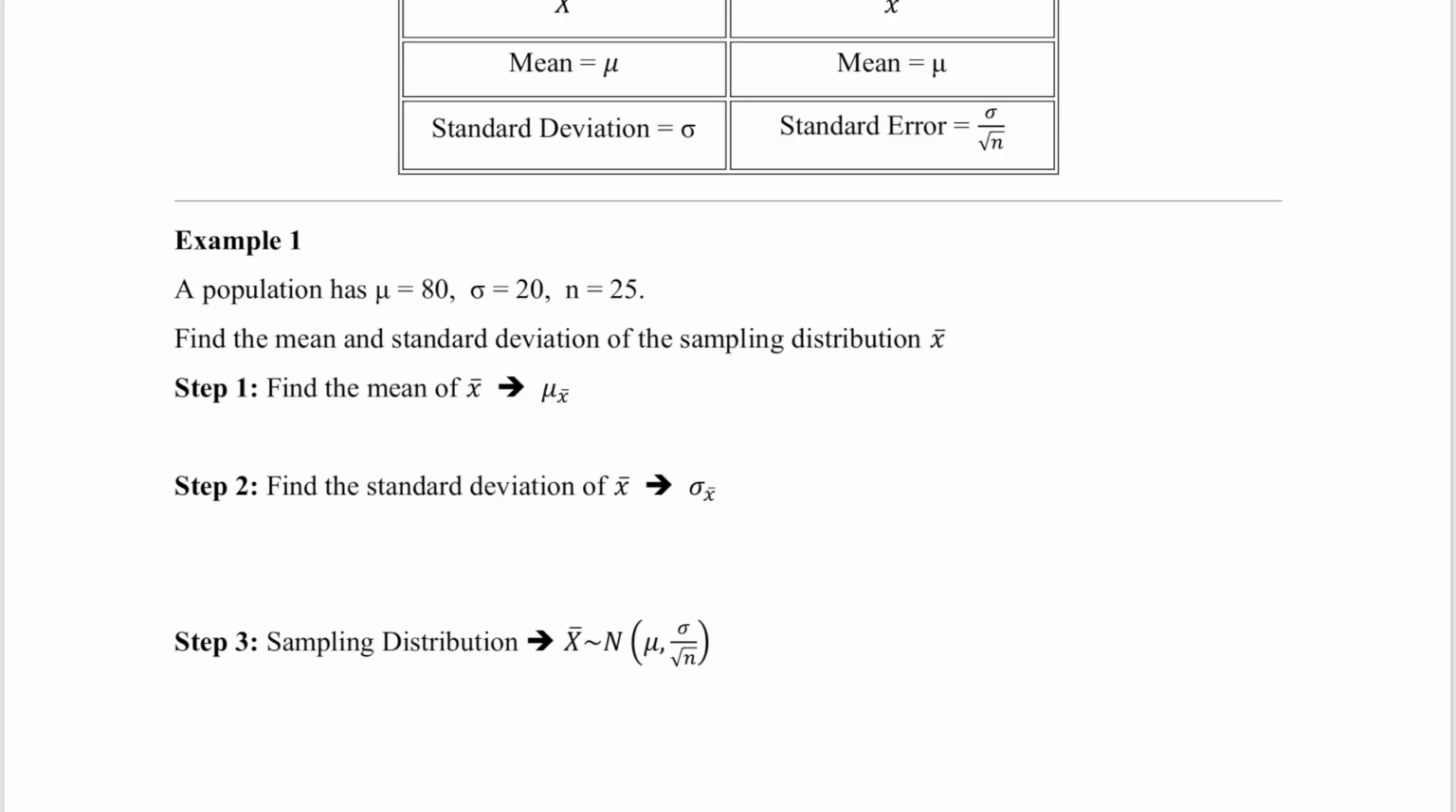Let's work our first example. A population has a mean of 80, a standard deviation of 20, and a sample size of 25. We are asked to find the mean and standard deviation of the sampling distribution of x bar. We'll start with the mean of x bar. Mu of x bar equals mu, and mu is 80. So the mean of x bar is 80.